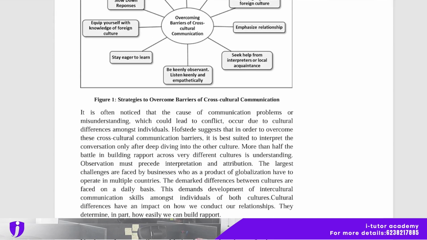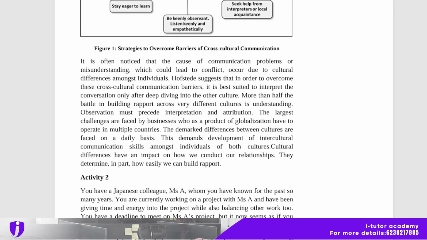It is often noticed that the cause of communication problems or misunderstandings, which could lead to conflict, occurs due to cultural differences amongst individuals. Hofstede suggests that in order to overcome these cross-cultural communication barriers, it is best to interpret the conversation only after deep diving into the other culture. More than half the battle in building rapport across very different cultures is understanding. Observation must precede interpretation and attribution. The largest challenges are faced by businesses which, as a product of globalization, have to operate in multiple countries.